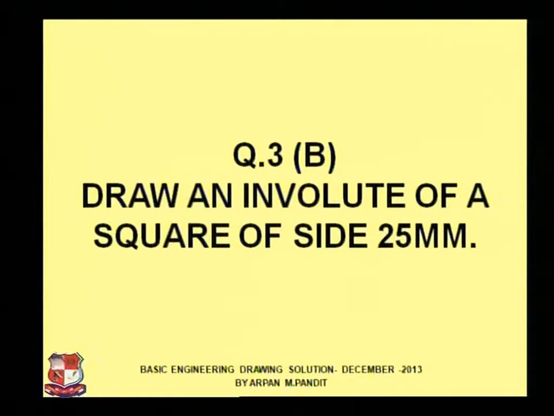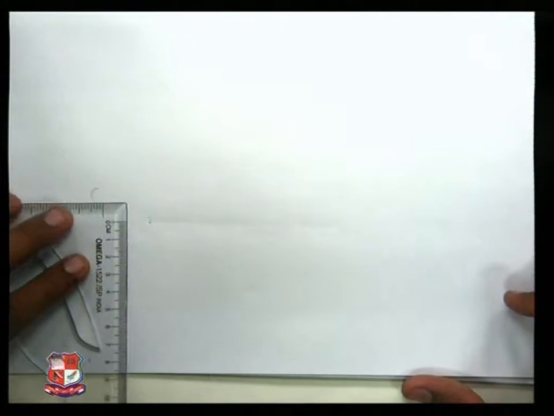Now in this problem we need to draw an involute for the square whose side is 25 mm. So when we multiply 25 by 4, that means the string length would be 100 mm. So now we will see how we can draw the involute for the square of side 25 mm. First of all, let's draw a square of side 25 mm.